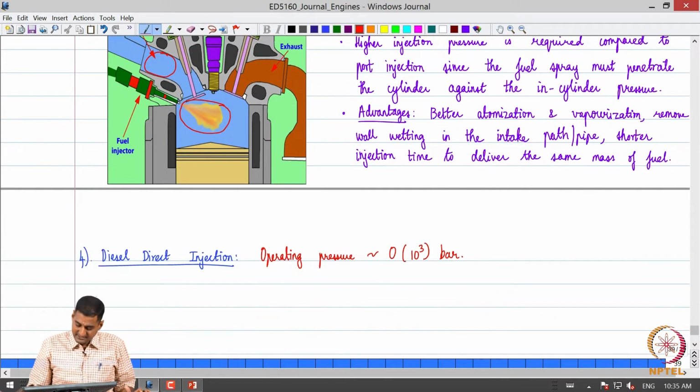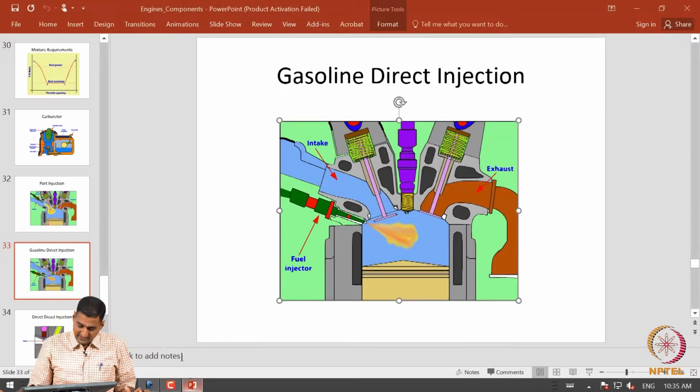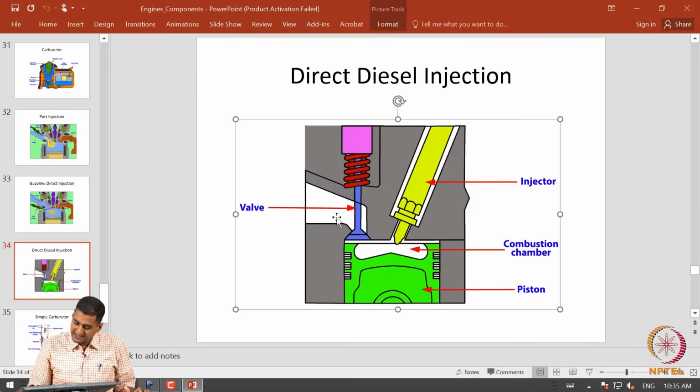So, how does this work? A simple schematic is as follows.